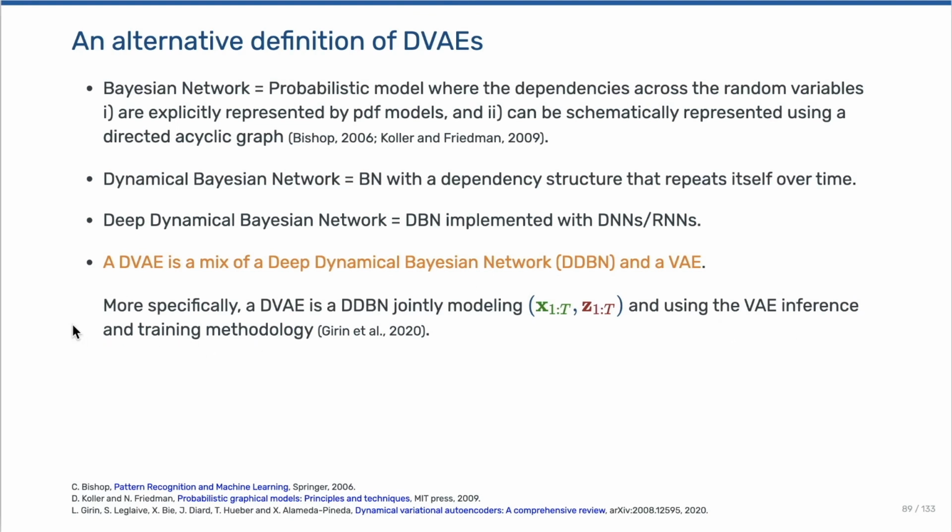This means that we define an inference model, which is another deep dynamical Bayesian network, and we maximize the corresponding evidence lower bound. Again, we give more details on this alternate definition in our DVAE review paper. This concludes our exploration of the DVAEs as a general class of models. In the next part of this tutorial, Simon and Xavi will illustrate the practical interest of DVAEs with some applications and experiments.